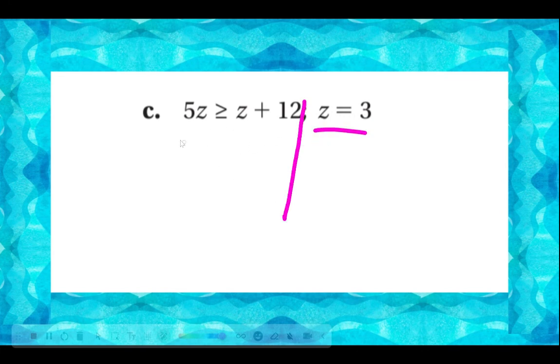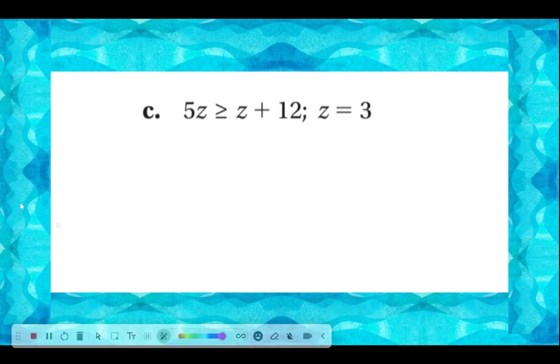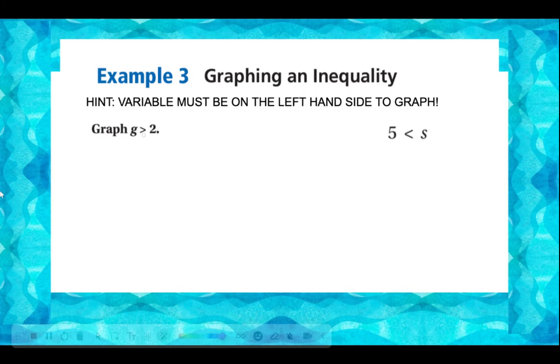Okay, here, let's split it again. So this time we're putting in a 3 for z. So 5 times 3 greater than or equal to 3 plus 12. Well, 5 times 3 is 15. Is 15 greater than or equal to 3 plus 12, which is 15? So because the equal to sign is underneath it, this would be a yes. 3 would be a solution of this inequality. Great job.